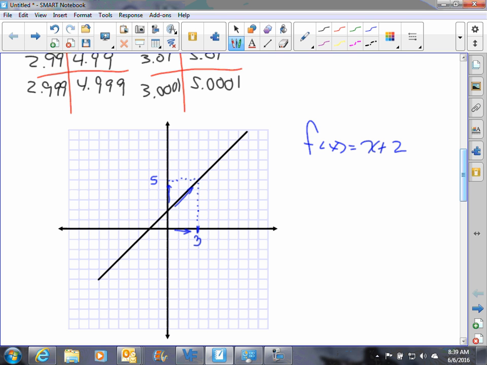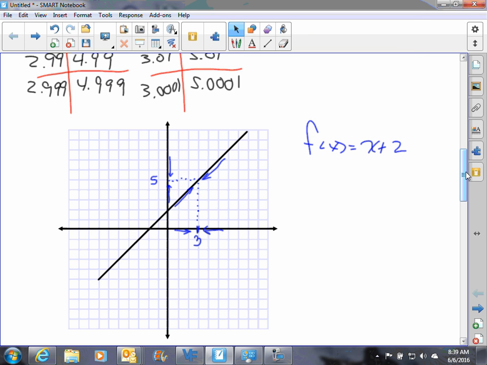Now, as we come towards 3, the input from this side, the function comes down towards this point from the right, and that means the value of y approaches 5. And so that's actually what happens there.